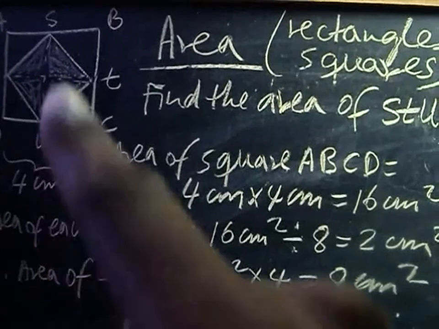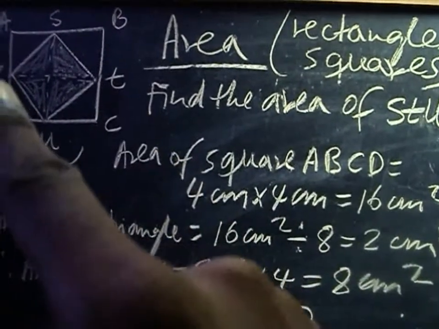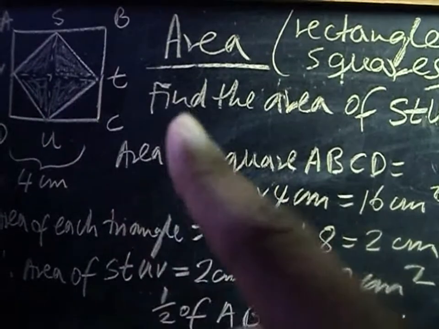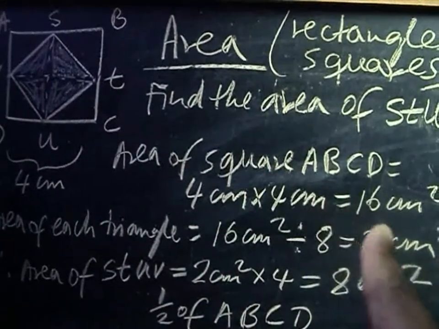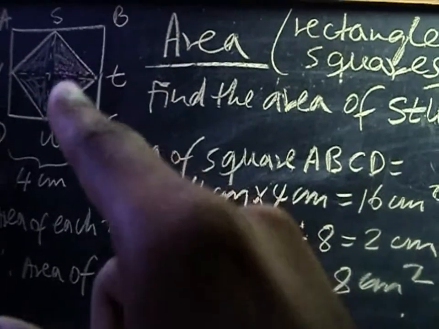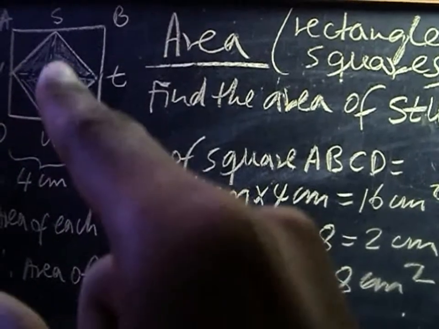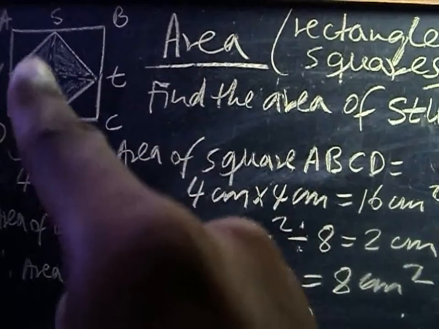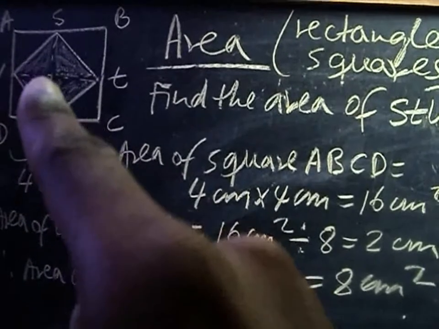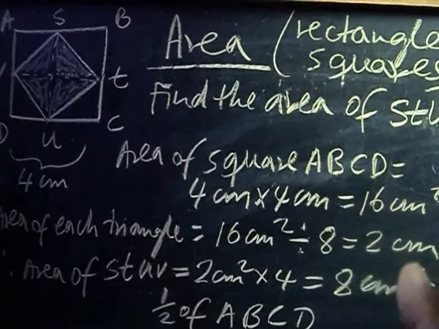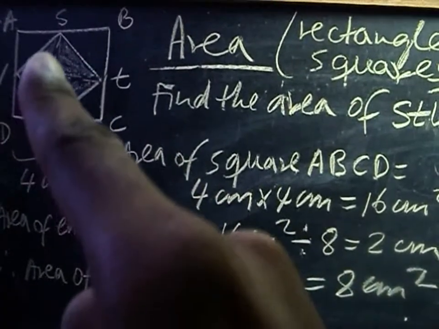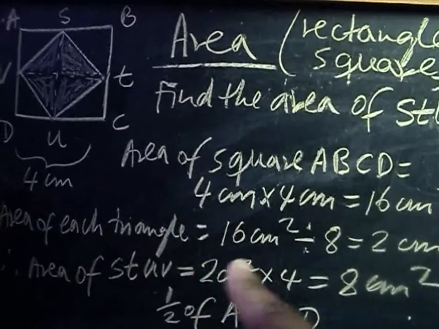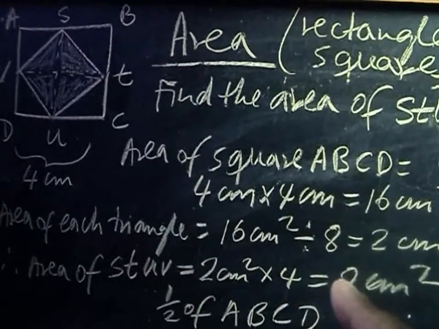Now I want the area of STUV, which is this here. But what do I know? I know the area of one triangle is 2 centimeters squared. How many triangles do I have here? 1, 2, 3, 4. Aha. Since I have 4 triangles, and each one is 2 centimeters squared, to find the area I can multiply 2 centimeters squared by 4. So the area of STUV is 2 times 4, which is 8 centimeters squared.